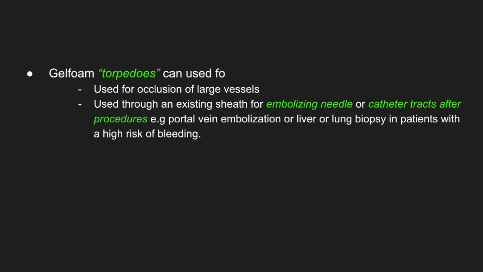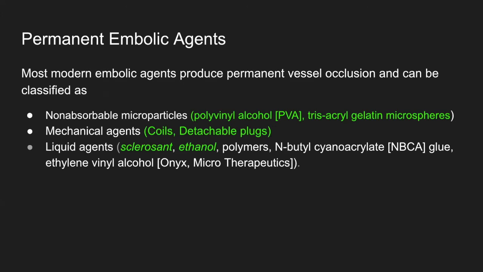The way that you make gel foam torpedoes, you have a small sheet of gel foam, you roll it and introduce it into the syringe nozzle, and then you push it into a vessel with normal saline. Torpedoes are used for occlusion of large vessels. They can also be used in an existing sheath for embolizing needle or catheter tracts after a procedure, most commonly after portal vein embolization or after liver and lung biopsies in patients who are at high risk of bleeding.